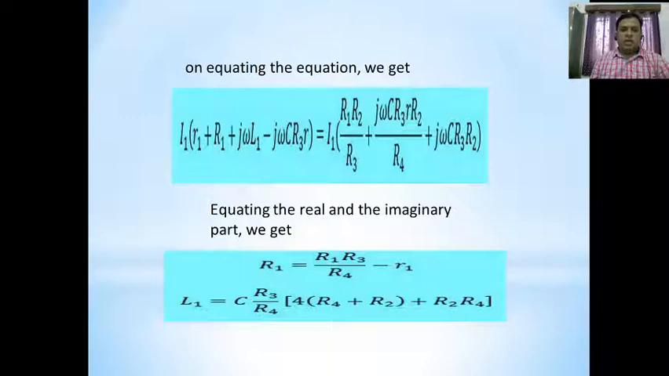Therefore we see here that the inductance is found out by equating the real and imaginary parts. So here we write this inductance value: L1 is equal to C into R3 by R4 into 4 into R4 plus R2 plus R2 R4. So it is found out by the inductance bridge here. We can even simplify this by opening the brackets, and some terms get cancelled, and therefore we found the value of inductance.